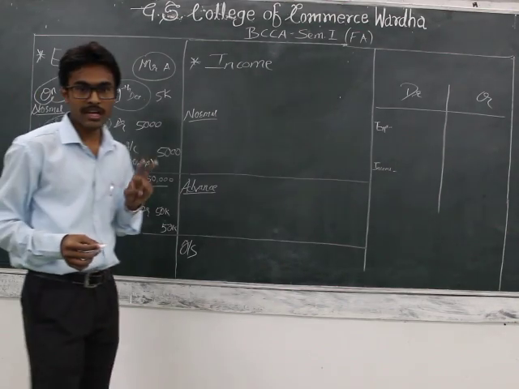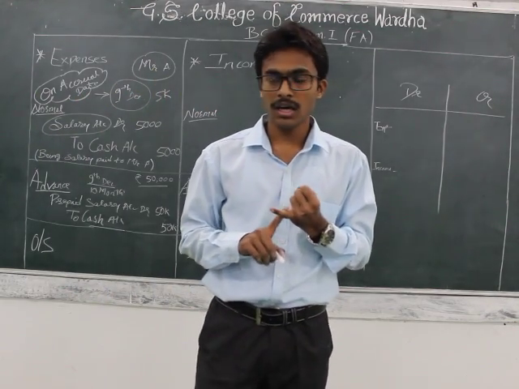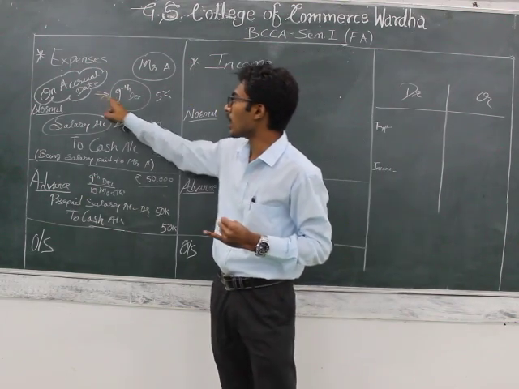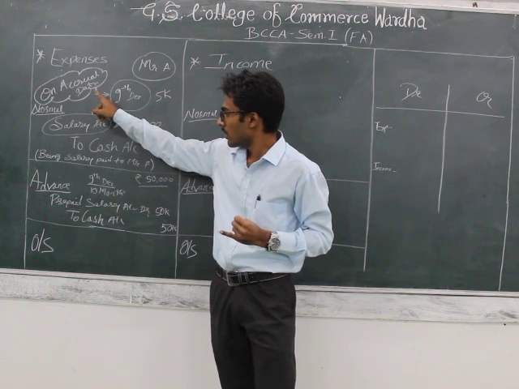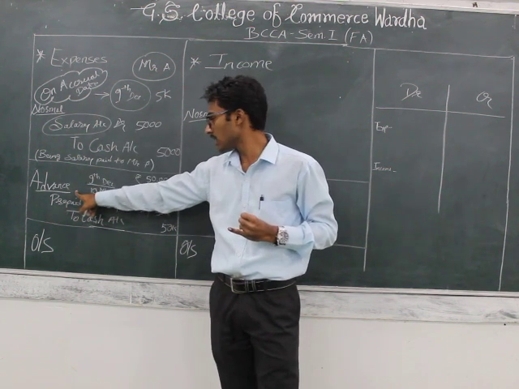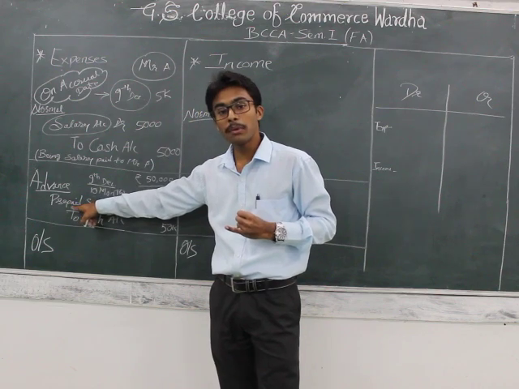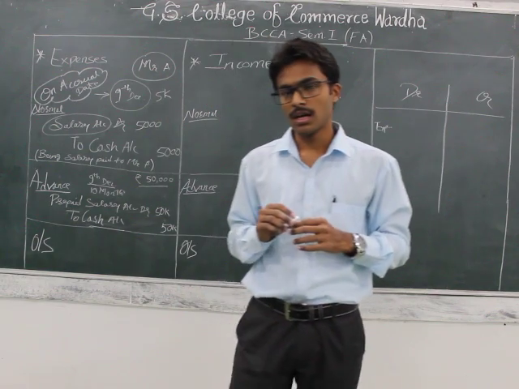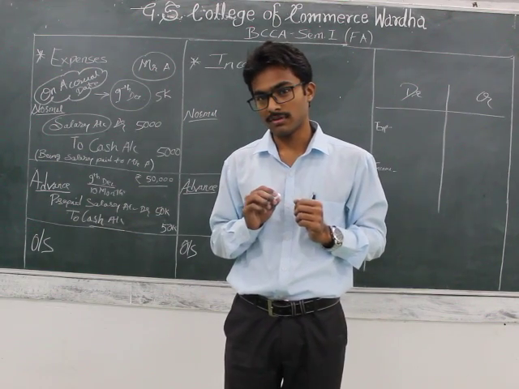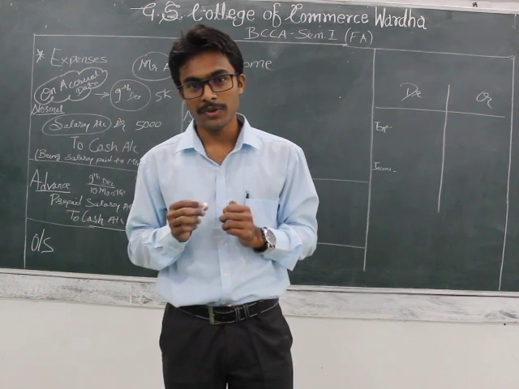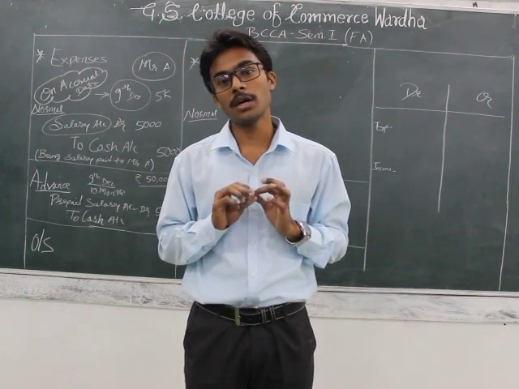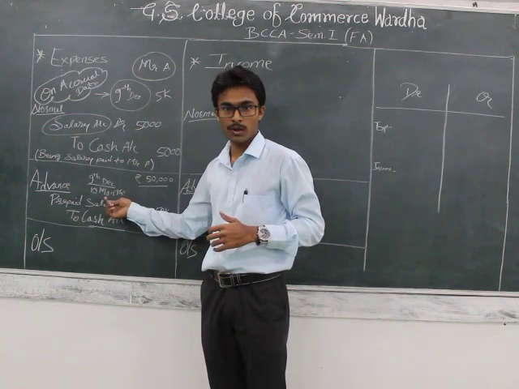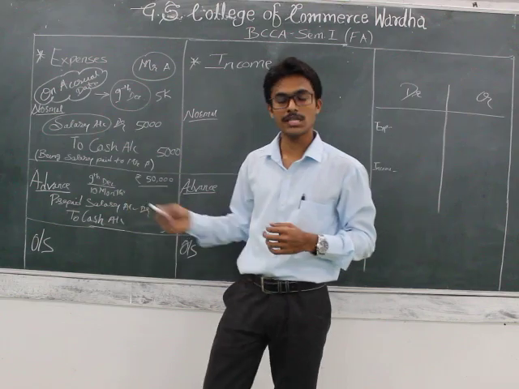Now we have taken two cases. In the first case, we were normally paying the salary on the accrual date, and in the second case we have seen the prepaid one. That means we are paying salary in advance. What might be the third one? The third one can be that we haven't paid salary but it has accrued. Vice versa of these entries.